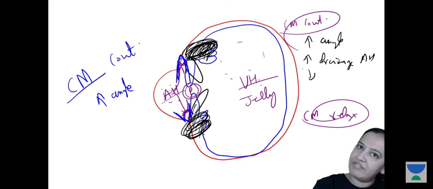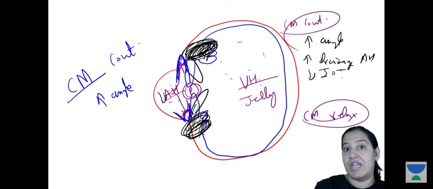So more of the aqueous humor is drained out of the eye. So less will remain here. So they decrease IOT, intraocular tension. So they are useful in glaucoma.